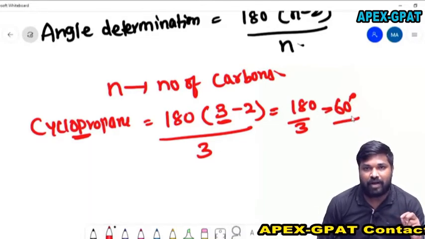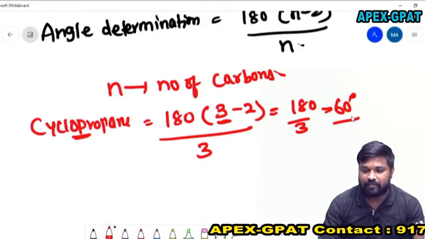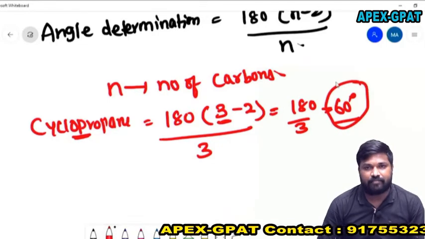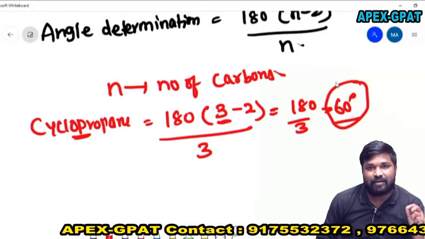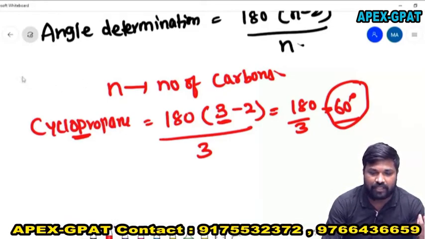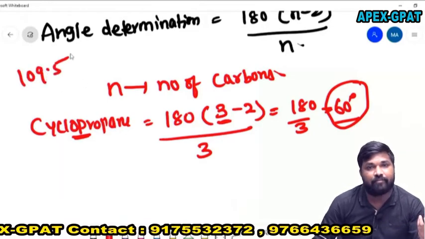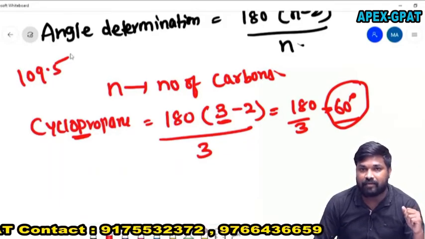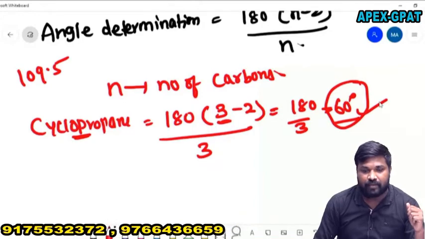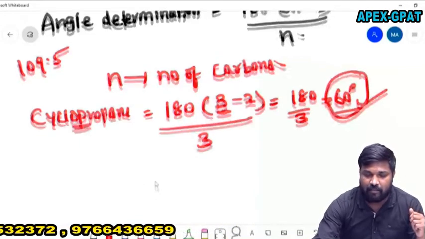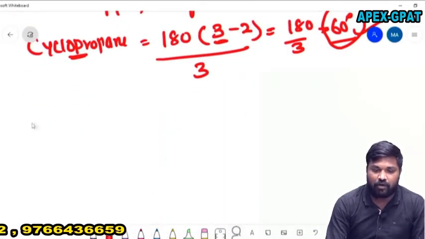So the actual bond angle here is 60 degrees. But what is the desired bond angle? We know the desired bond angle is 109.5. But here we are getting 60 degrees. So we will calculate the bond angle for cyclobutane.